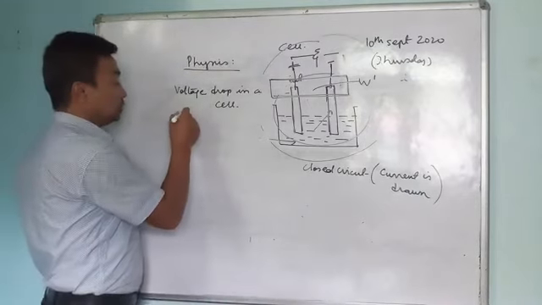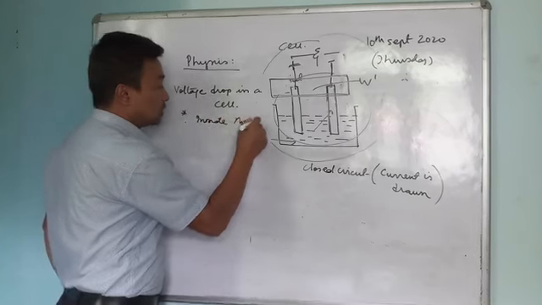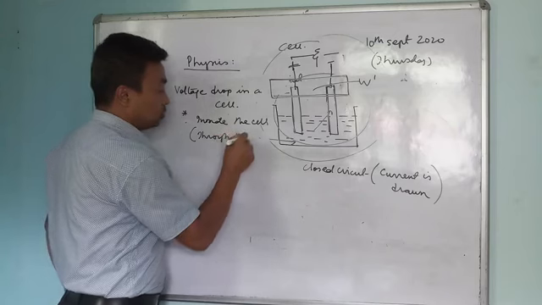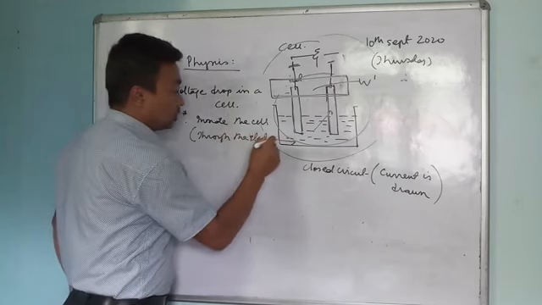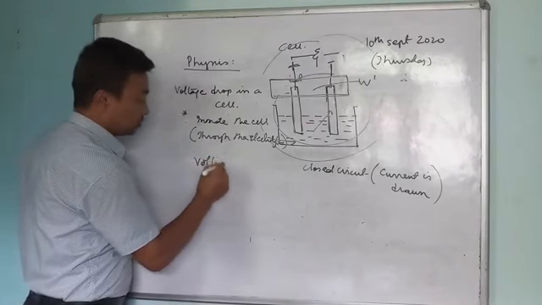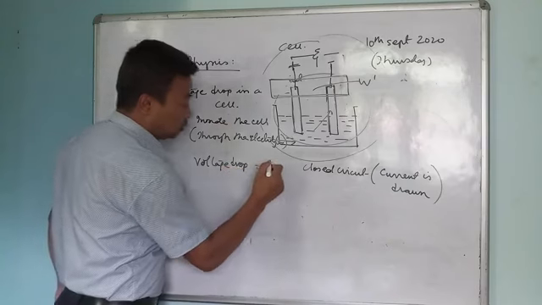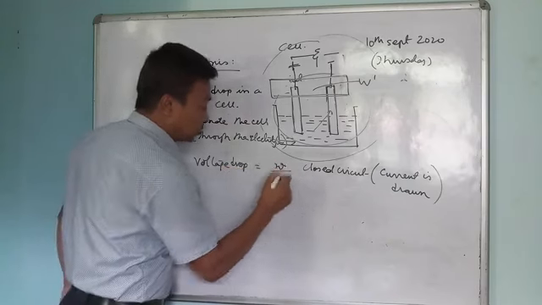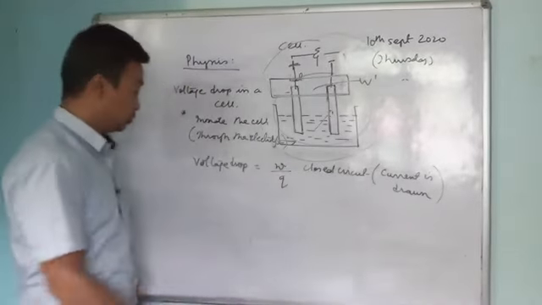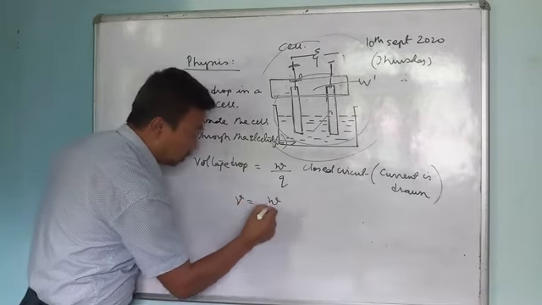So voltage drop is inside the cell, or you can also write, through the electrolyte. Okay, so voltage drop is given by the same formula, work done, but the work done we take as small w, and the charge will be the same, that is Q. So voltage drop is also given by the symbol small v, equal to small w by Q.